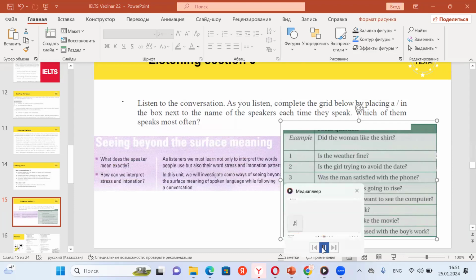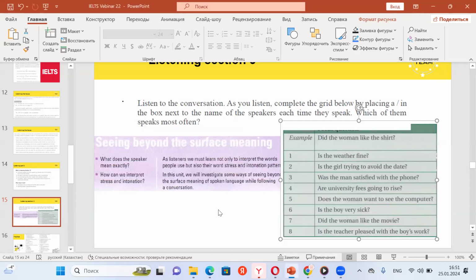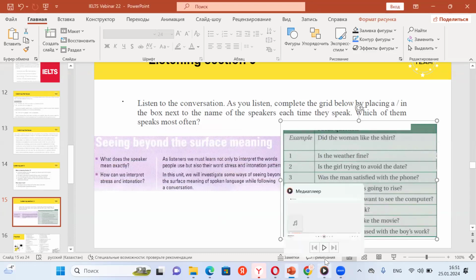So, guys, do you think did the woman like the shirt? It's lovely, darling. Right? What do you think? The answer is yes or no? Now, listen to the others and answer yes or no.